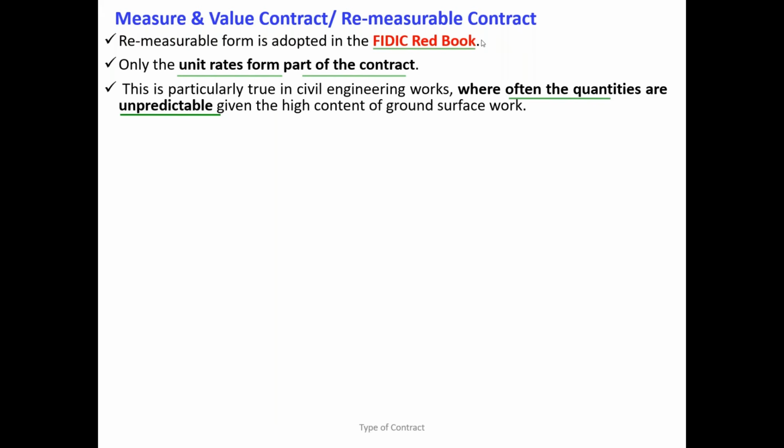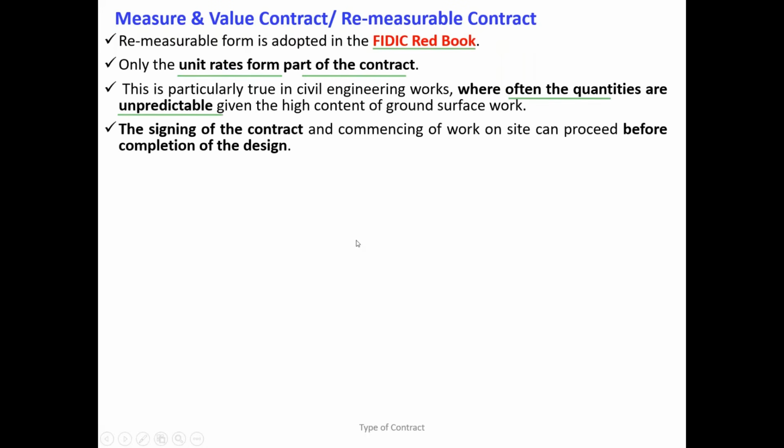Then only someone can give the defined price. But if you are going for a remeasurable contract, you don't need to define from which location to which location you are going to travel. It is as per the work done that you are going to pay. So that is the nature of this particular measure and value contract.